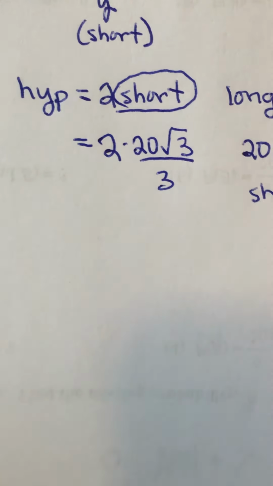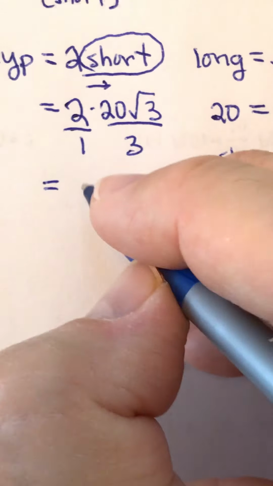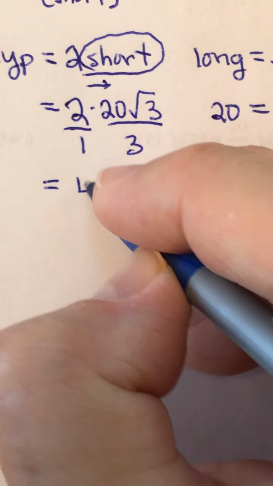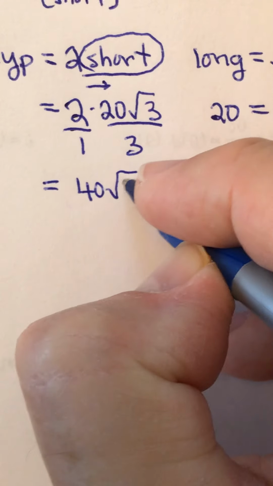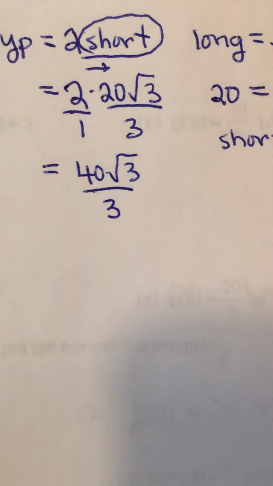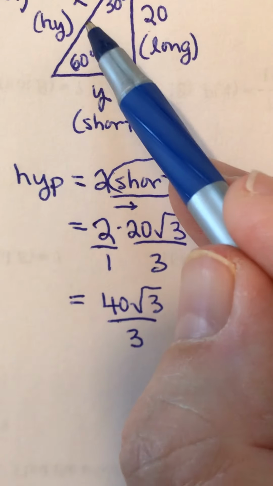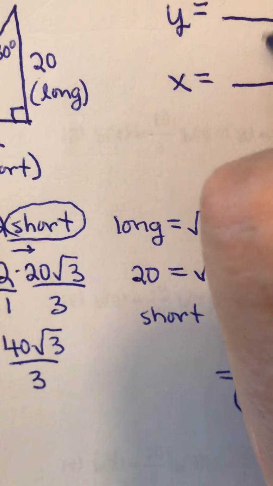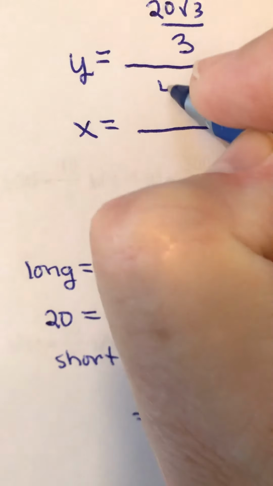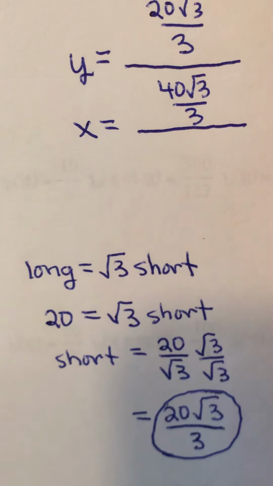So 20 times the square root of 3 over 3. Now 2 is the same thing as 2 over 1. I just multiply straight across here. I can't reduce anything. So 2 times 20 is 40 times the square root of 3 over 3. And that would give me my hypotenuse, which in this triangle is labeled as your x. So it would be 40 times the square root of 3 over 3.